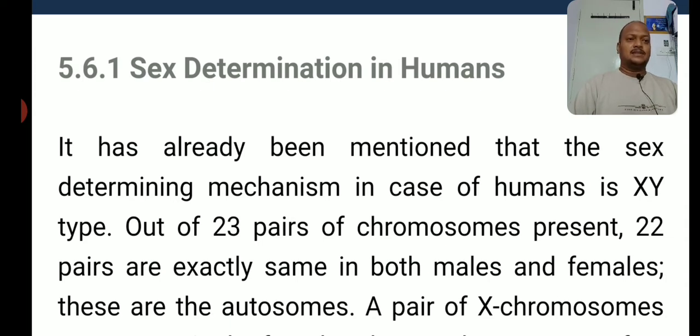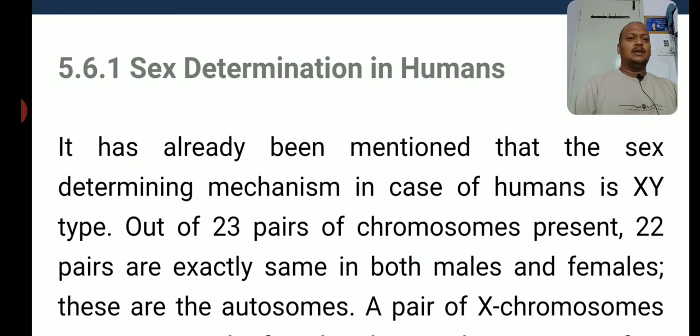So earlier we discussed different types of sex determination patterns in the organisms. So humans, what type of sex determination? Male heterogamity or female heterogamity? Humans exhibit male heterogamity, the XX, XY type of sex determination pattern. So how does sex determination take place in humans?